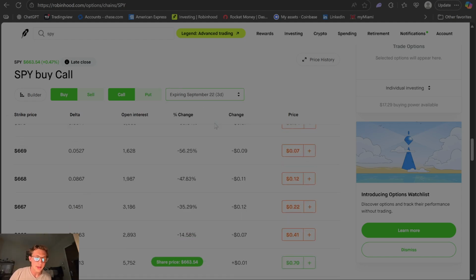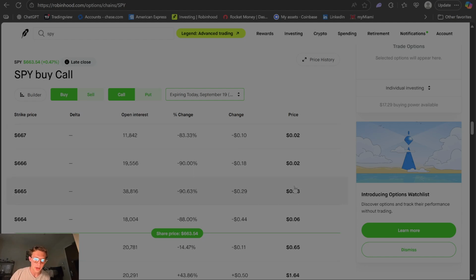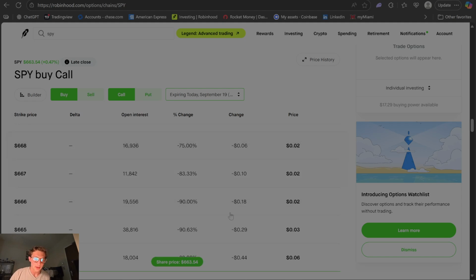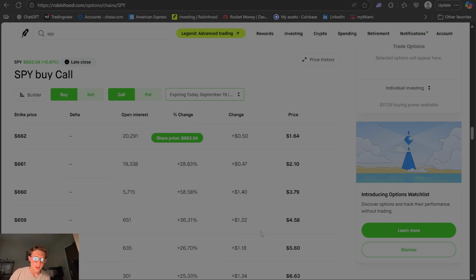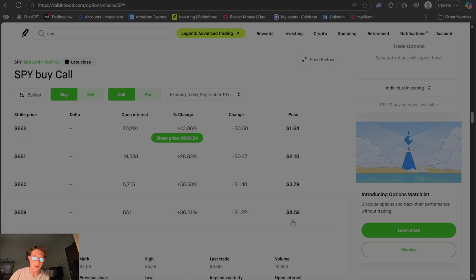If we go down to the 0 date to expiration, so this already expired today, you can see that these have no more time on them, right? You see they're going for pennies right now because there's no more time for the stock to move today. But you can see here, this is all intrinsic value because as you can see, we can now buy shares because we're buying calls. We can buy these shares at 659, right? So these have premiums to them still.